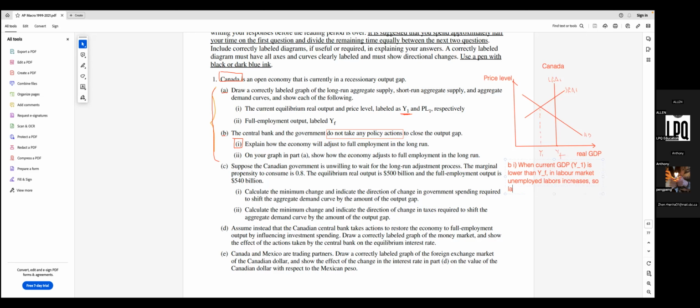Okay, so labor price, or resource price. Laborers' wage decreases. In such a situation, producers will increase their production. So finally, graphically, the short-run aggregate supply can shift to the right.